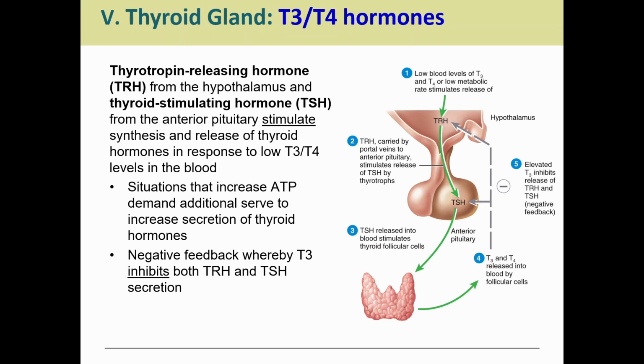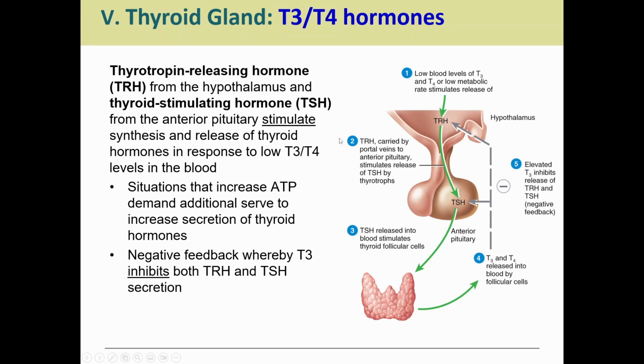Now, we need a signal though to tell us to make T3 and T4. And this again starts at the very top. It's going to start at the hypothalamus. The hypothalamus is going to release thyrotropin releasing hormone, or TRH. This is going to tell the anterior pituitary to release thyroid stimulating hormone. And then thyroid stimulating hormone will stimulate the thyroid to produce T3 and T4.